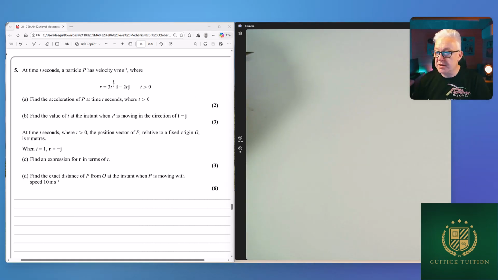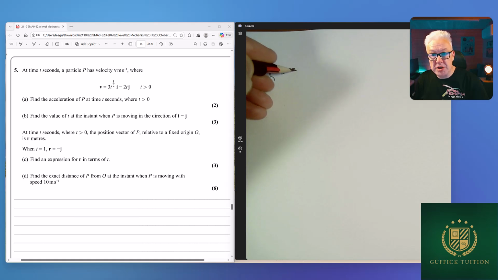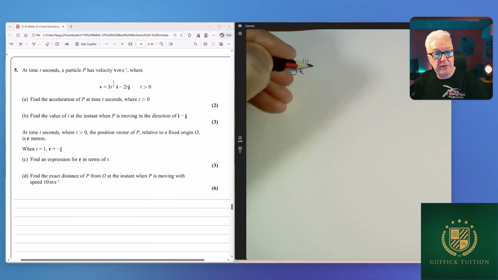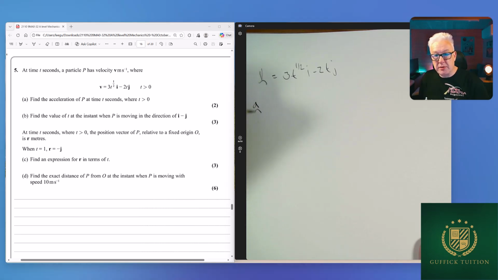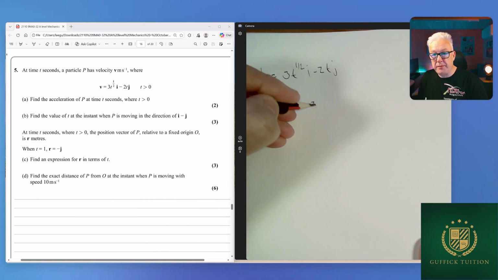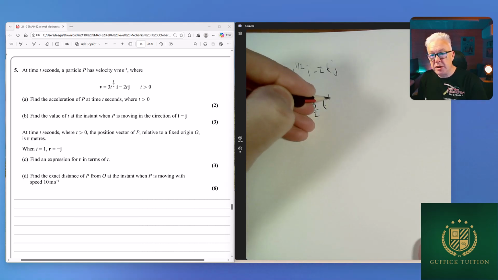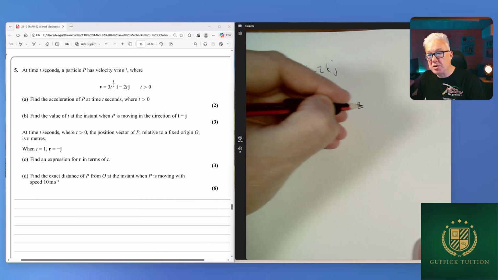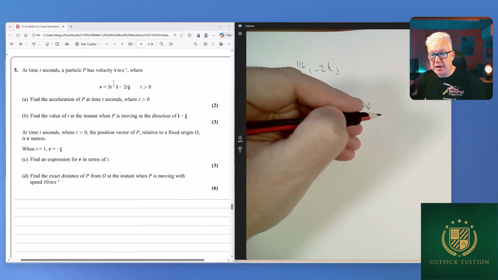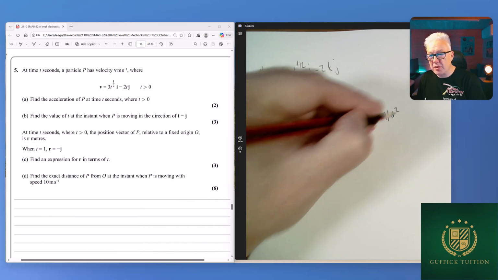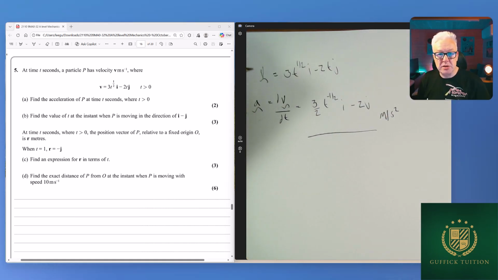So that's really nice because the acceleration is going to be just the derivative of the velocity. So we just need to write down our velocity, which is 3t⁻⁵ minus 2tj. We need to differentiate that, so acceleration is equal to the derivative of the velocity with respect to time. So 3/2t⁻⁴ minus 2j. So there's our expression for a, and that's going to be acceleration, so the units are going to be meters per second squared. So that's our answer to part A.